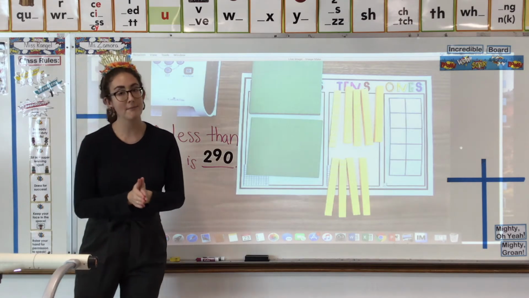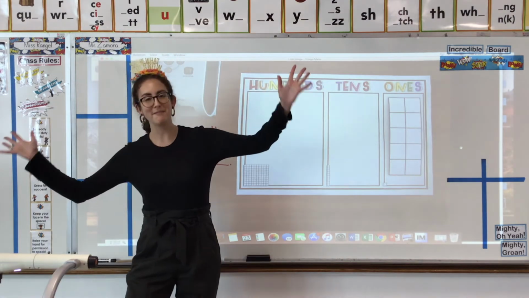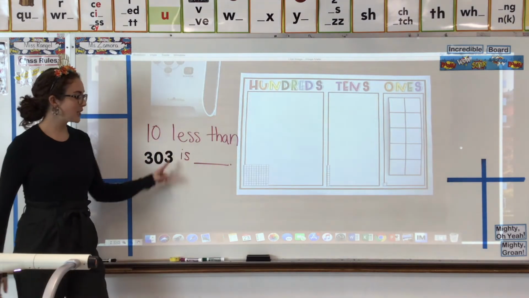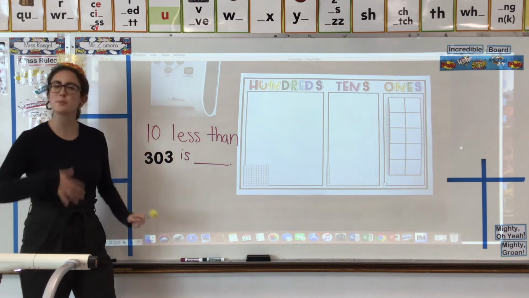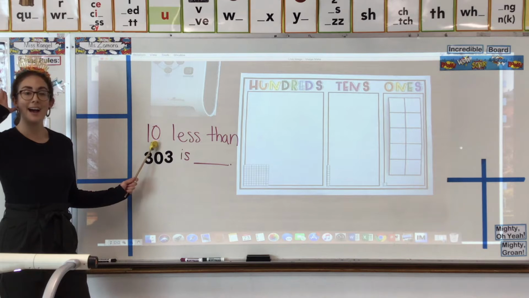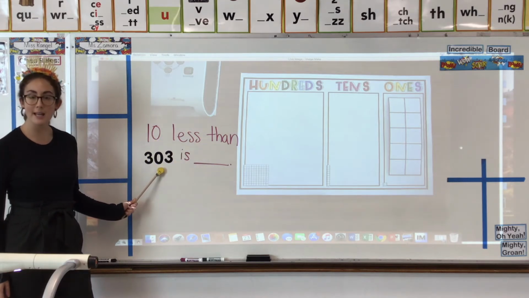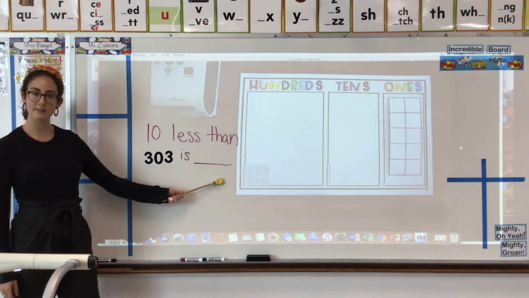Let's go again. So everybody, reset, reset. Okay, are you all nice and reset? Let's check out our next problem. It's pretty similar, but still different. Can you read it with me? 10 less than 303 is blank.